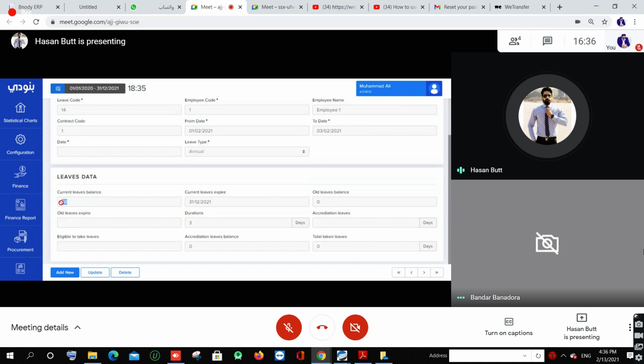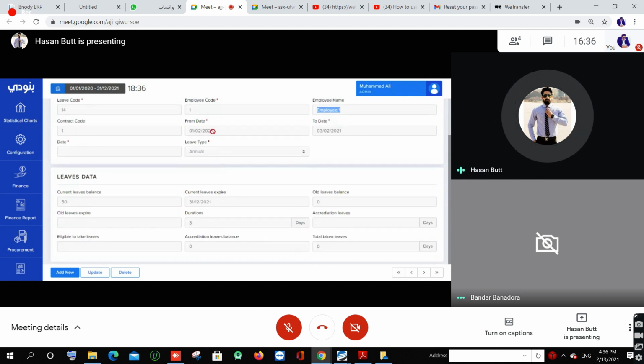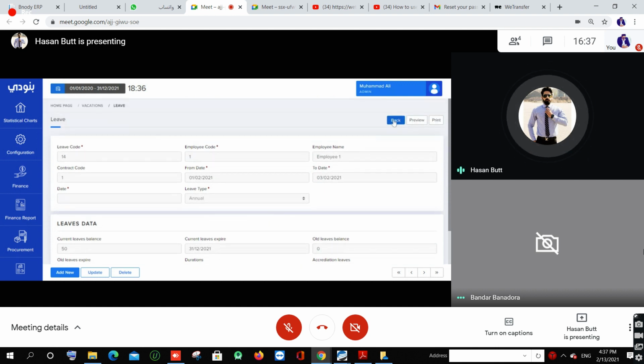This is the current leave balance. It means that 50 leaves were entitled to this employee, and from the 1st of February to the 3rd of February he took leave, right? And the duration, as you know, is 3 days. So this is the leave form.